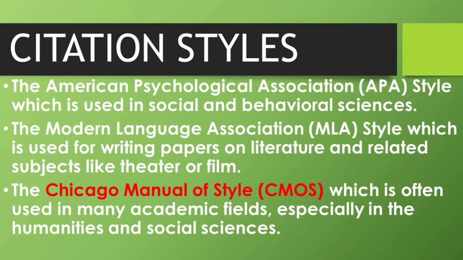And lastly, the Chicago Manual of Style or the CMOS, which is often used in many academic fields, especially in the humanities and social sciences. And in this module, we will follow the bibliography annotation standard specified in Chicago Manual of Style 17th edition.